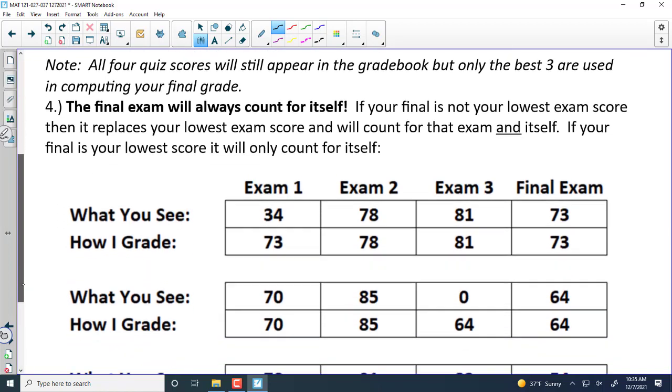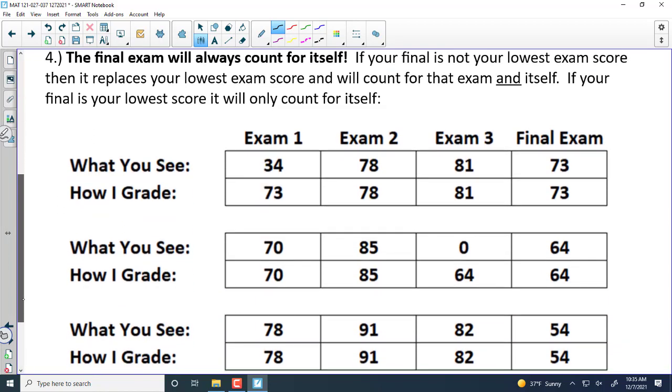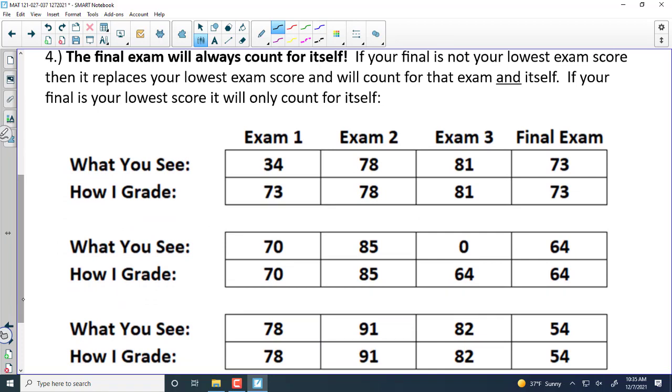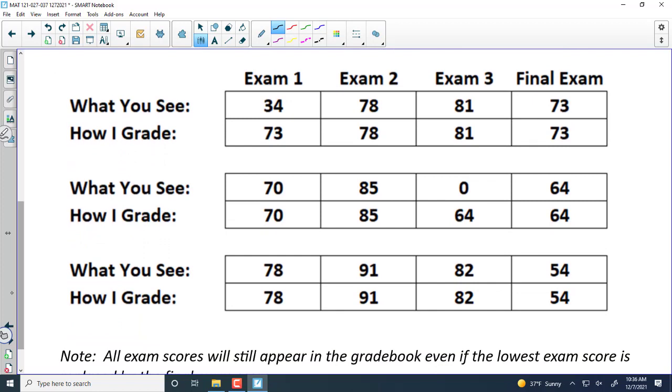Just so we're all clear on how this replacement works with the final exam, the final will always count for itself. So you're going to get the grade on the final. And then if your final is not your lowest exam score, it will replace your lowest exam score and it will count for that exam and itself. If you don't do well on the final and that ends up being your lowest, then it just counts for itself. So what I did here is I did a couple of examples just so you'd see what I mean by that.